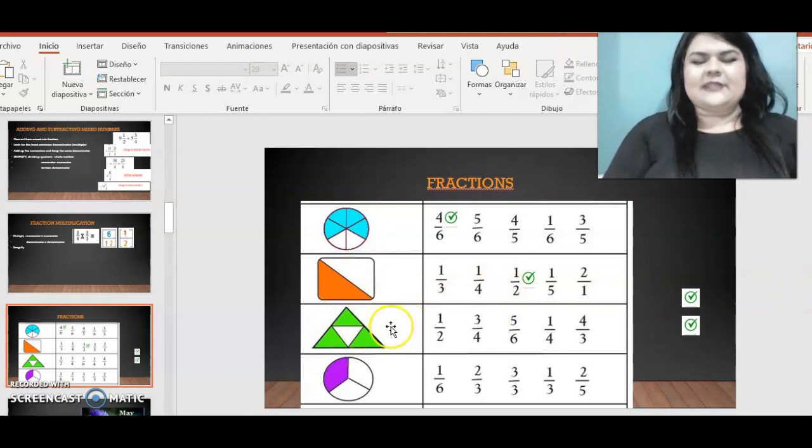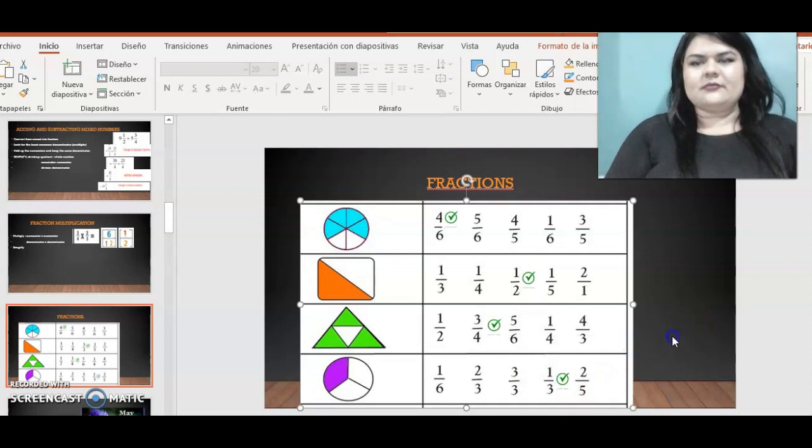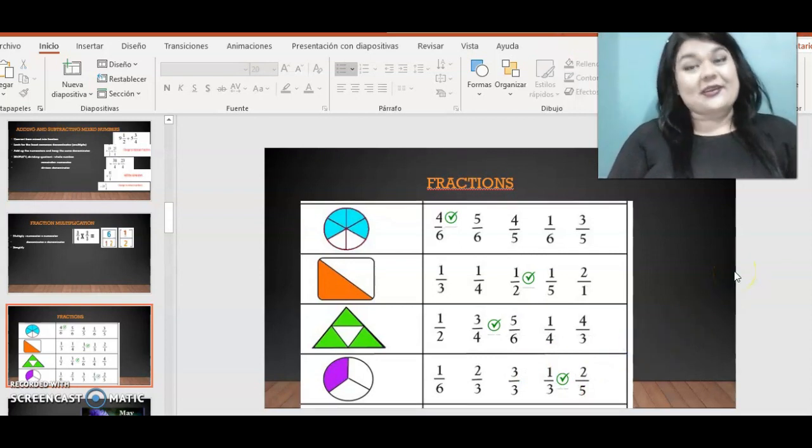Now, in here, what is my fraction? How many parts I color? 3. And how many parts are in total? 1, 2, 3, 4. So, what is my fraction? 3/4. And the last, 1, 2, 3, 1/3. You see? Pretty easy. Fractions are awesome.